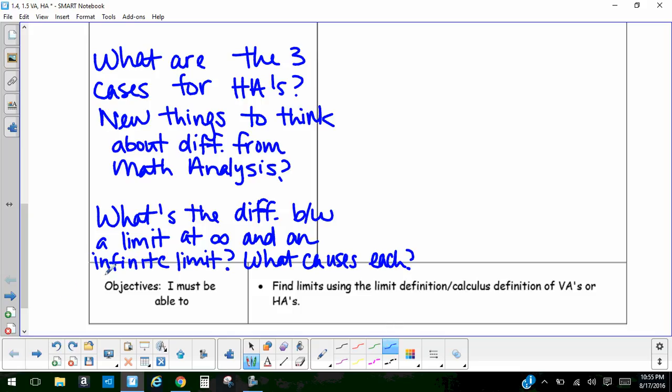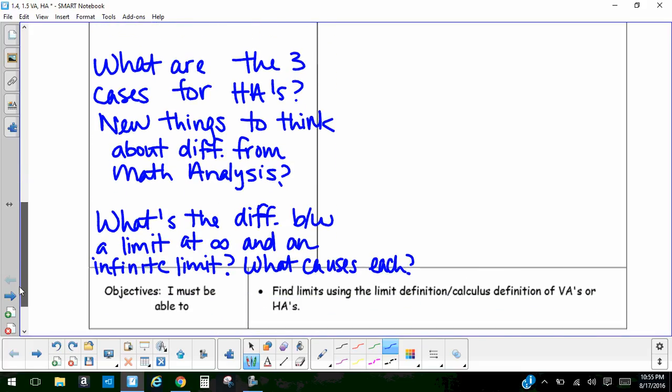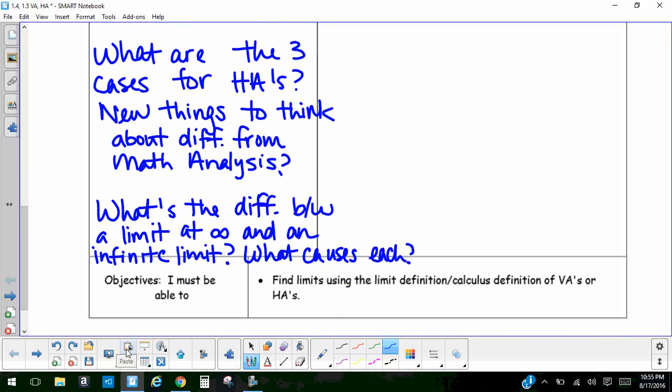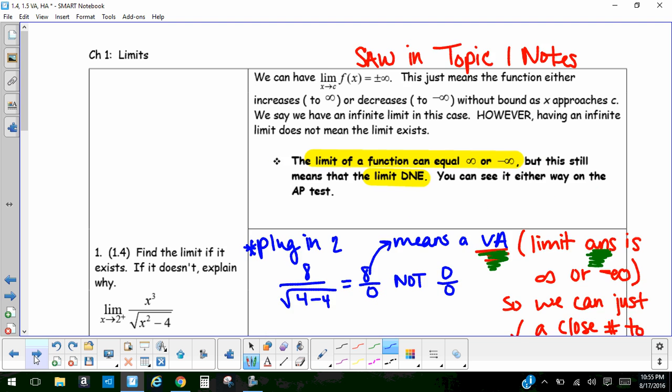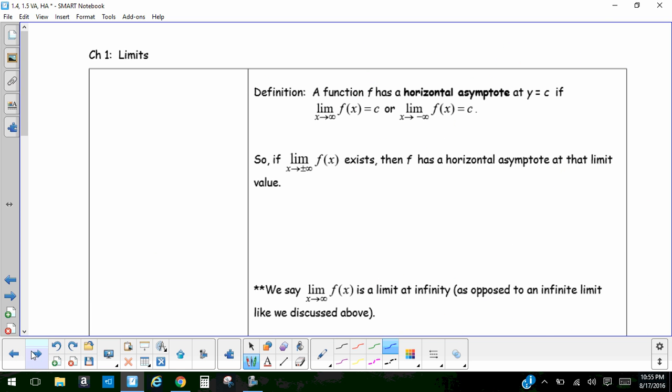So what's the calculus definition of a horizontal asymptote? What are the 3 cases for horizontal asymptotes, and what's new now that we're in calculus from math analysis? What's the difference between a limit at infinity and an infinite limit, and what causes each? So then scroll through all your vertical asymptote information, and you will get to horizontal asymptotes. So calculus limit definition of a horizontal asymptote.